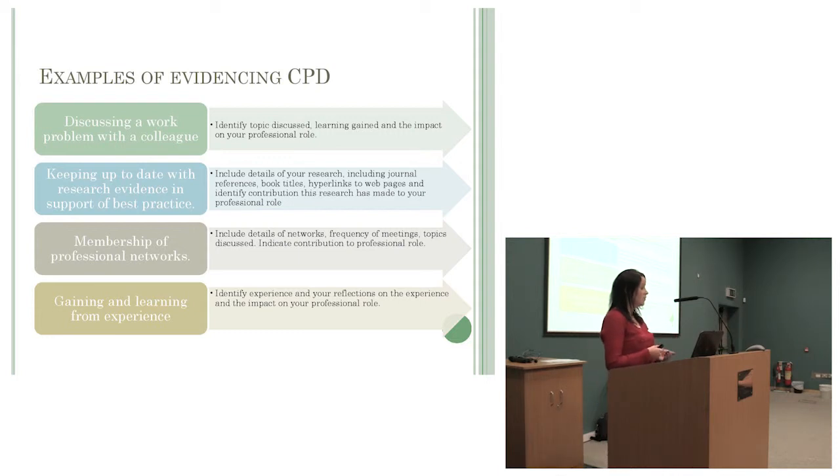However, if it was about discussing a work problem with a colleague, maybe it's a critical incident review or a team meeting where you're looking at a particular issue and how to tease it out, you'd identify what the topic was discussed, what the learning that you gained from that, and what impact it had on your professional role. If it's keeping up to date with research and evidence in support of best practice, include details of your research, including journal references, book titles, hyperlinks to web pages, and identify how that research contributed to your professional role. It keeps coming back to its contribution, what it does for you in practice, how it's improved how you work.